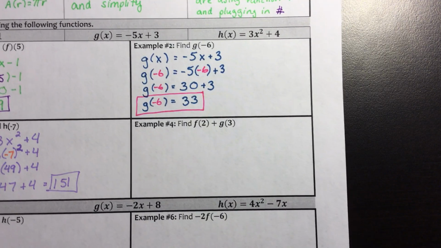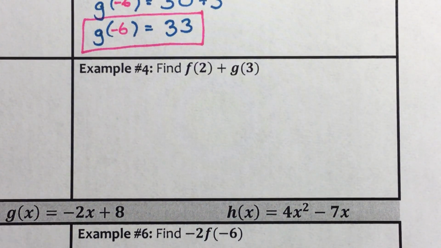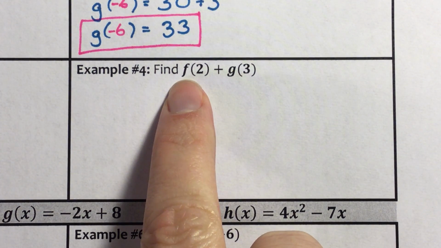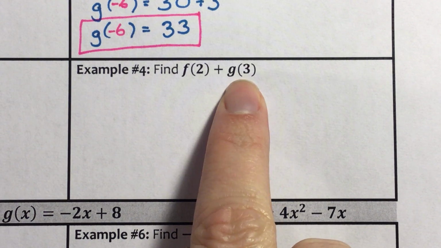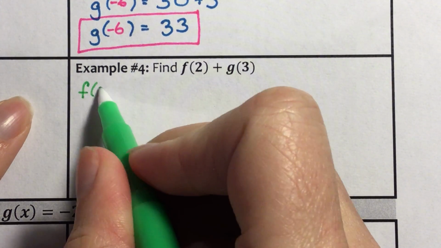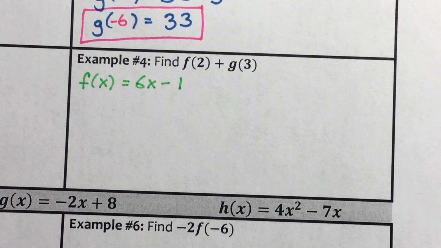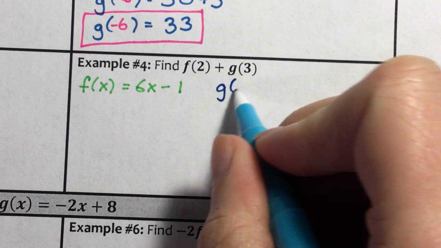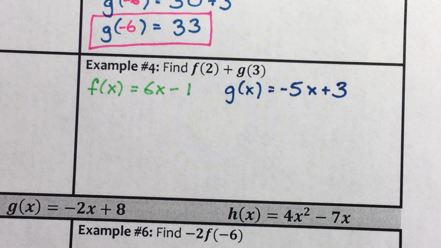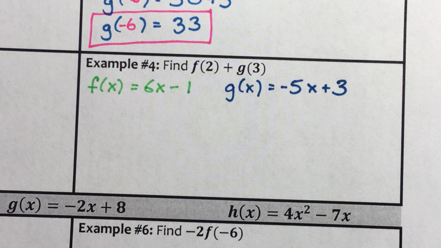Let's take a look at number 4. What's different about number 4 here is we have f of 2 plus g of 3. We have two different letters of functions. So we're going to use 2 when we plug into f, and we're going to use 3 for x when we plug into g. Okay. F of x is 6x minus 1, and g of x is negative 5x plus 3. So let's figure out what is f of 2, and let's figure out what is g of 3.